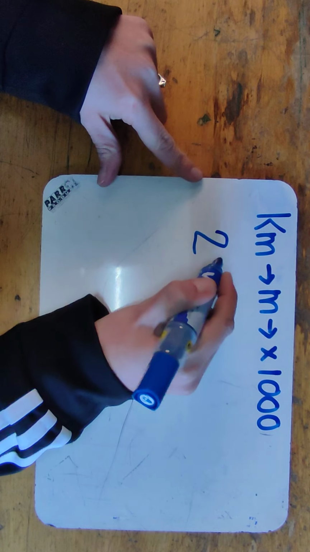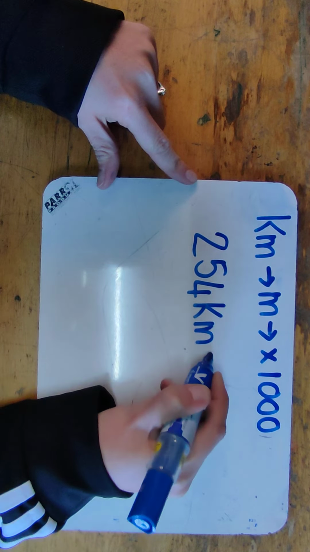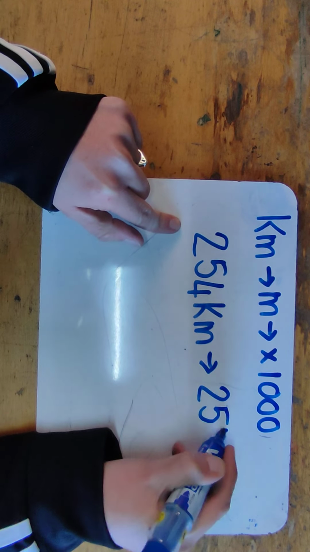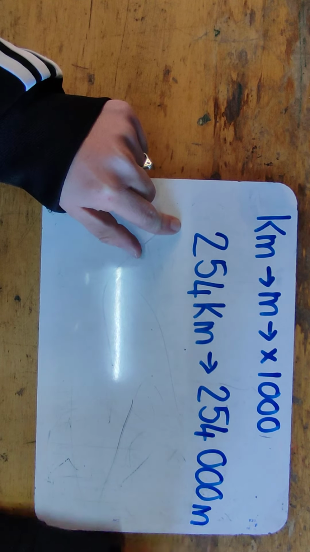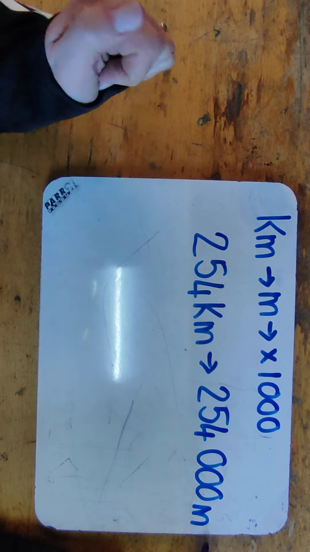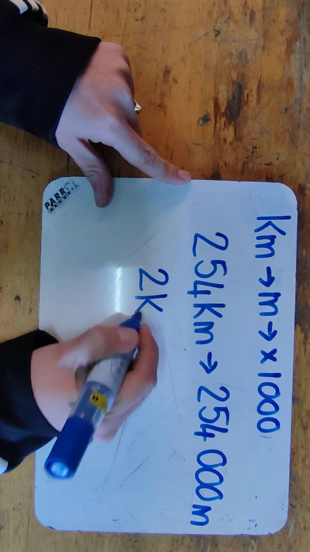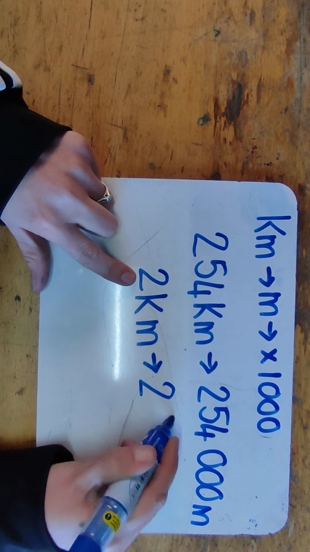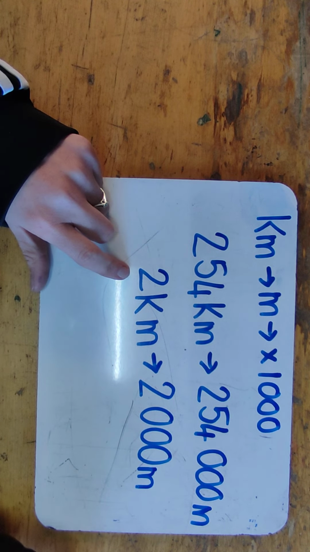If I've got 254 kilometers, changing it into meters, I write down again, stick to my numbers, 254, they don't change, and I'll add 1, 2, 3 zeros on. So that means 254 kilometers is 254,000 meters. Okay, same with if I've just got 2 kilometers. I write down my 2, it doesn't change, and I add my 3 zeros on. So now I know 2 kilometers equals 2,000 meters.